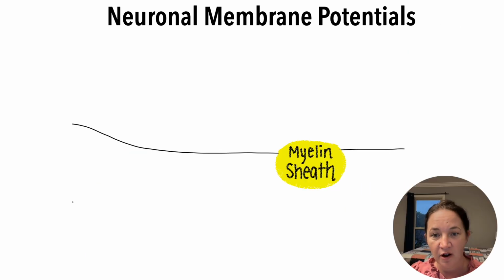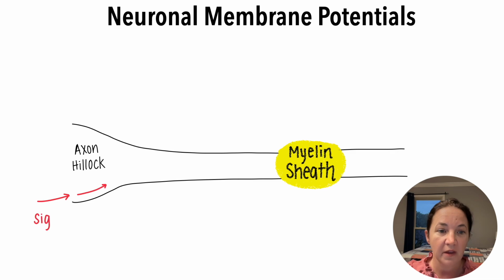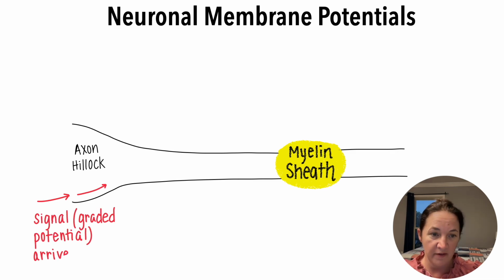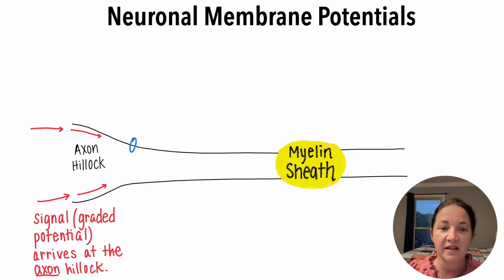So I'm drawing a neuron here. A little bit of myelin sheath on there. And here is the axon hillock. The signal, or the graded potential as we'll call it, and I'll talk about those more in a little bit, will arrive at the axon hillock, and if the signal is strong enough, then an action potential can be fired.